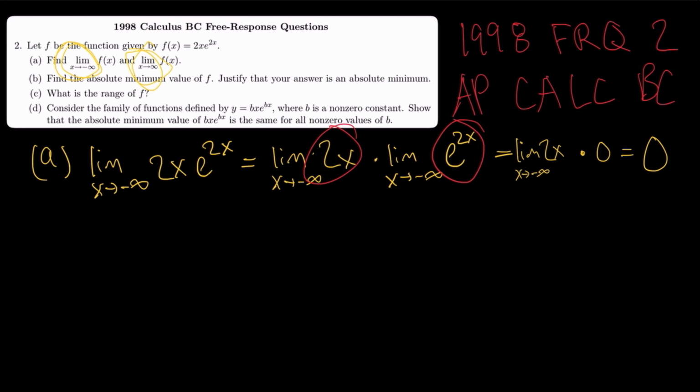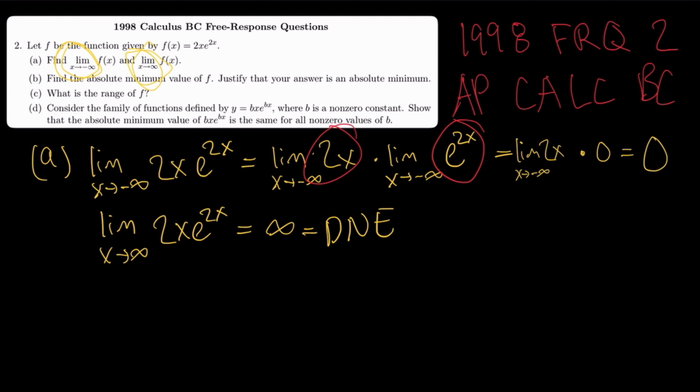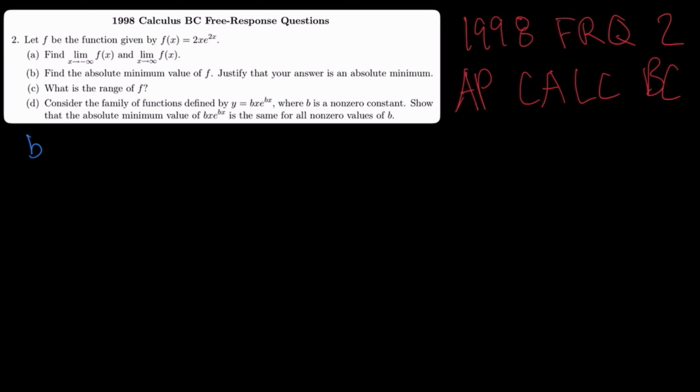For the next part, we are asked to find the limit as x approaches infinity of f of x. This is more straightforward. So the limit as x approaches infinity of 2x e to the 2x is infinity, or does not exist. Alright, so for part B, we are asked to find the absolute minimum value of f, and we need to justify our answer.